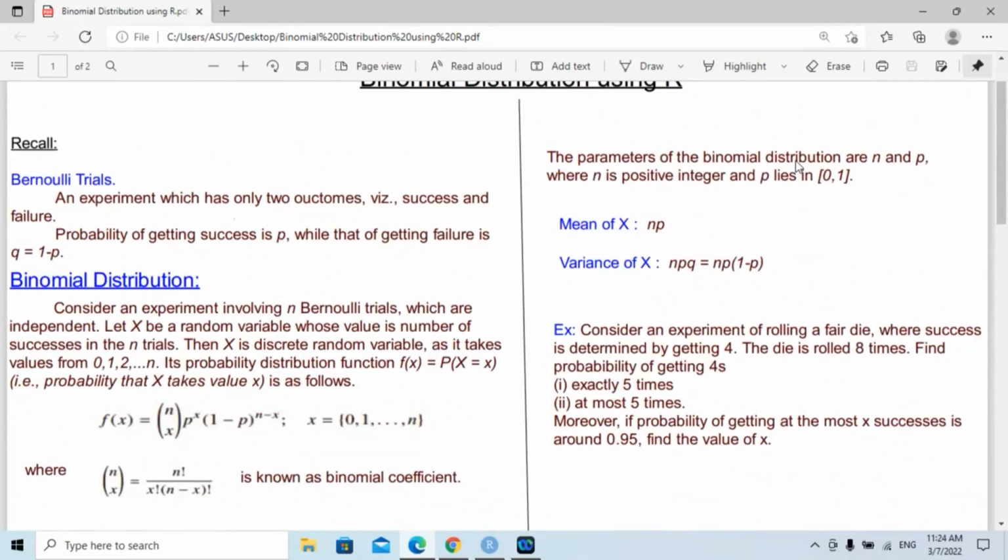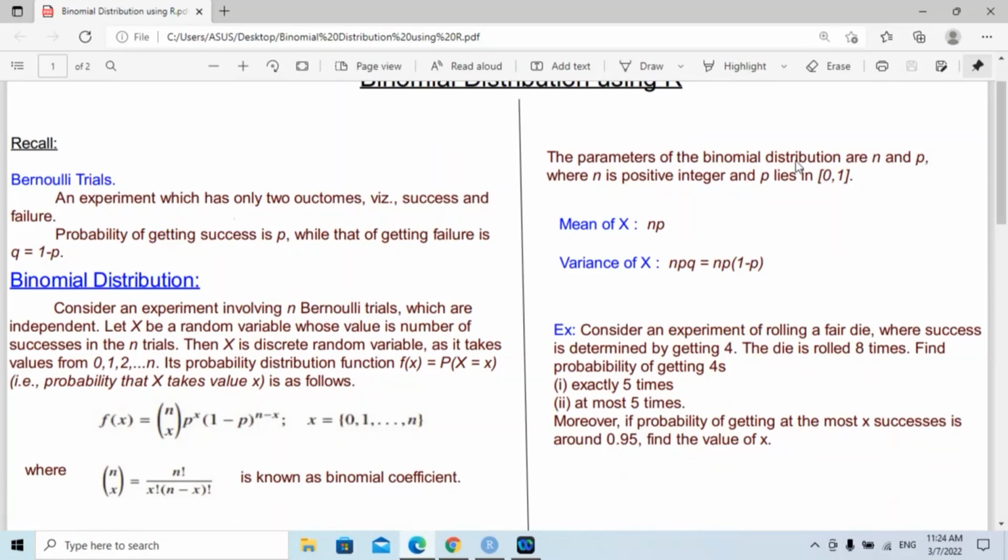Before the binomial distribution, we need to recollect what Bernoulli trials are. Basically, it's an experiment which has only two outcomes, namely success and failure, where the probability of success is denoted as p and that of failure is 1 minus p. In the binomial distribution, we consider an experiment involving n independent Bernoulli trials, and the random variable X associated with that experiment is the number of successes in those n trials.